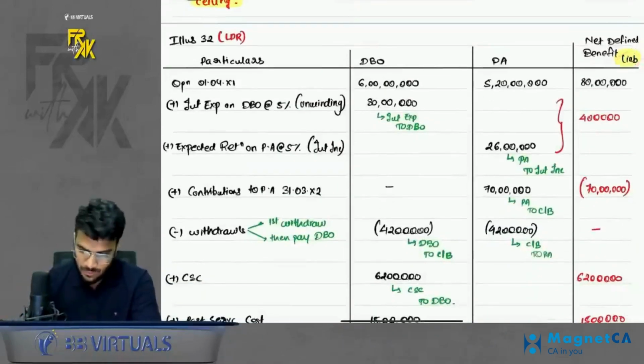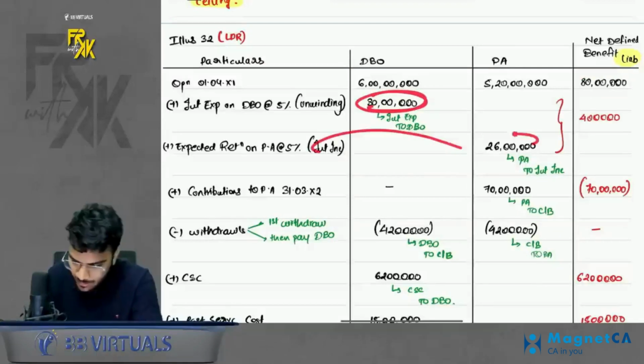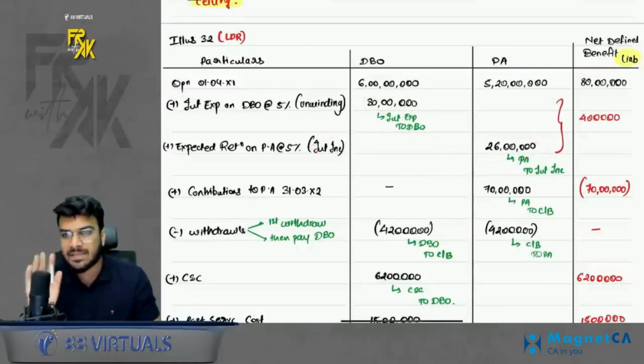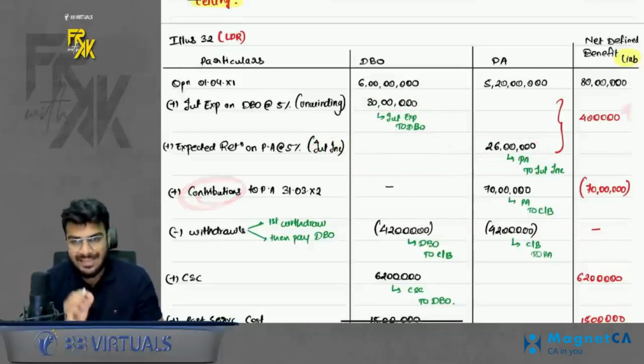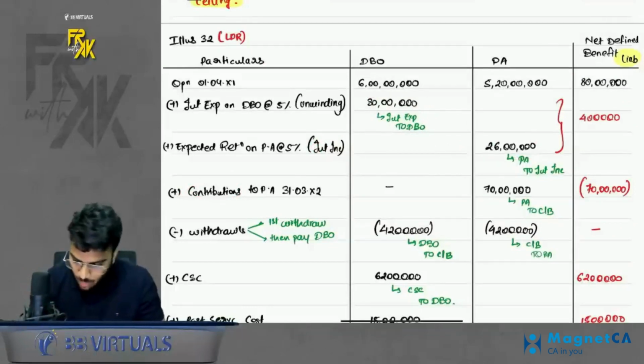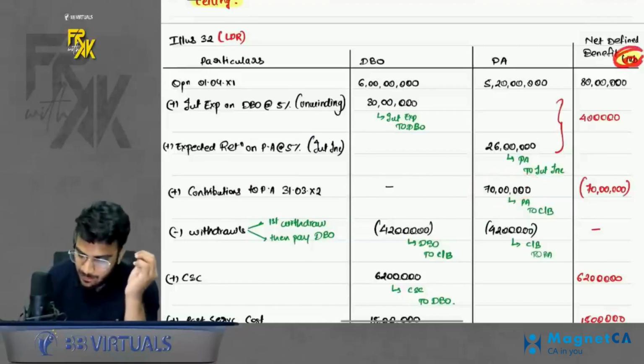Acha, net column is also very important. I will discuss it for this question as well. My opening DBO 6 CR, PA was 5.2 CR, liability is higher by 80 lakhs. Then interest expense is 30 lakhs, interest income is 26, so net expense is 4 lakhs. This will increase my liability. Then contribution is done in asset. So when you contribute in asset, can I say my liability reduces? So the impact on net liability will be negative.